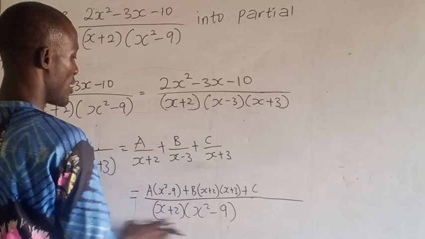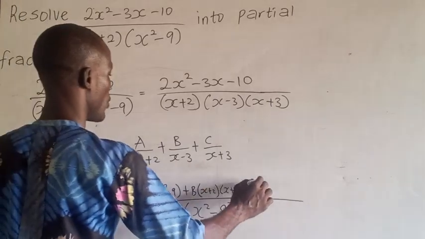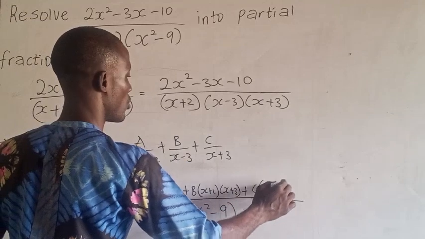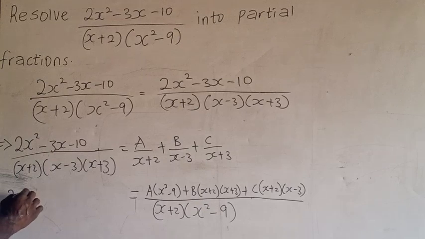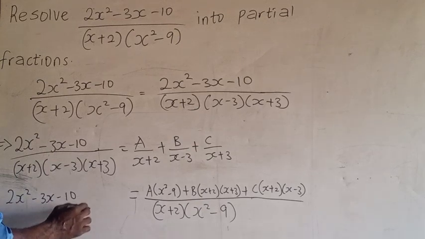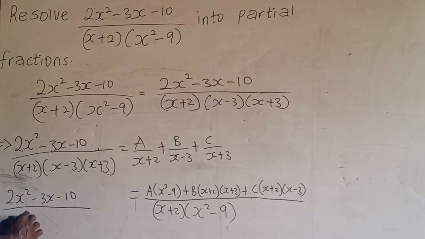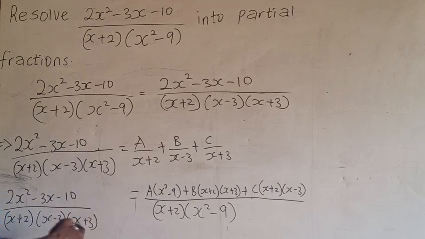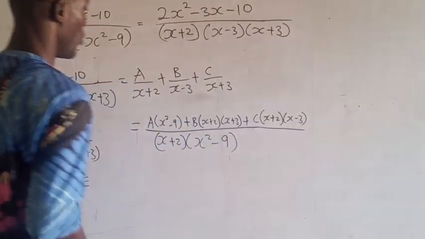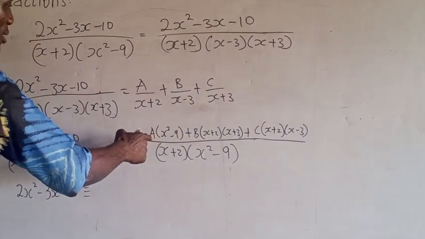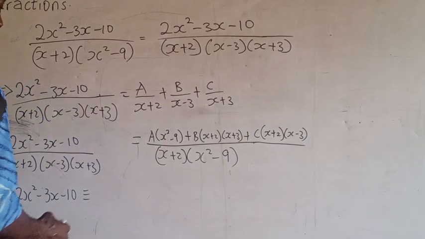When this goes in what we have in here, we'll be left with this, which is x plus 2, x minus 3. Then the compound fraction that actually equals that, let's quickly write it out, is this: x plus 2, x minus 3, x plus 3. Now we can say that 2x squared minus 3x minus 10 is identical with the numerator. So with that, let's use this A to open this bracket.